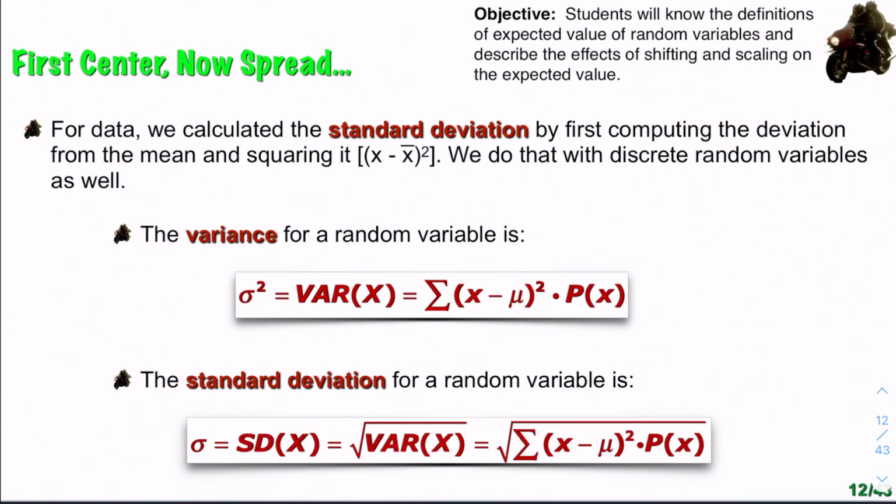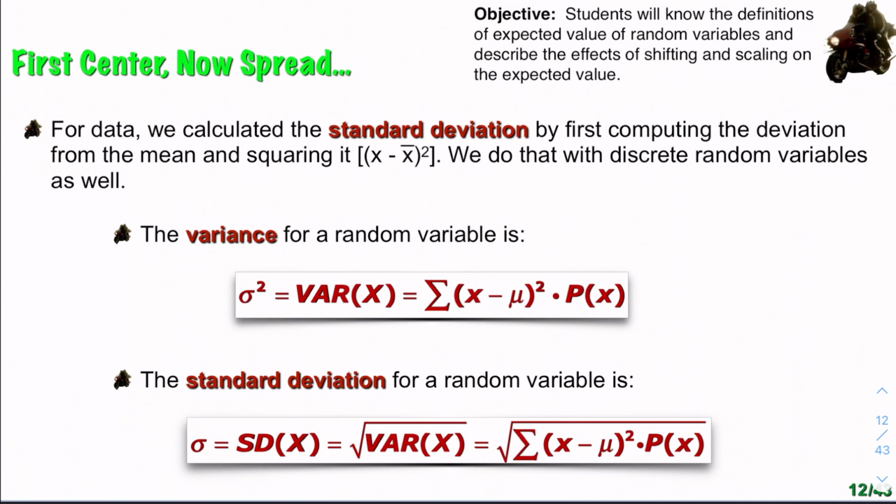Well, what do we always talk about? Shape, outliers, center, and spread. The next thing we should talk about is the spread. So for data, we calculated the standard deviation by first computing the deviations from the mean and then squaring, and then we took that, we divided by something, I think it was n minus 1, then took the square root. We do that with discrete random variables as well.